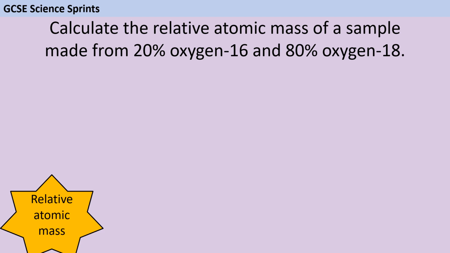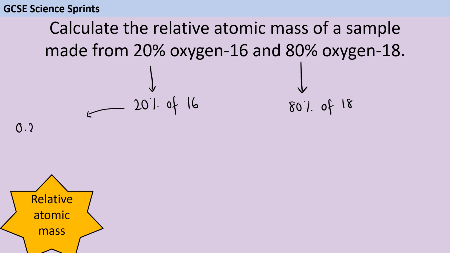So the way to approach this is that if our sample contains 20% oxygen-16, we need to work out what is 20% of 16, and then likewise what is 80% of 18. There are a few different ways that you can do this depending on what you're most comfortable with, but mathematically they'll all give you the same answer.